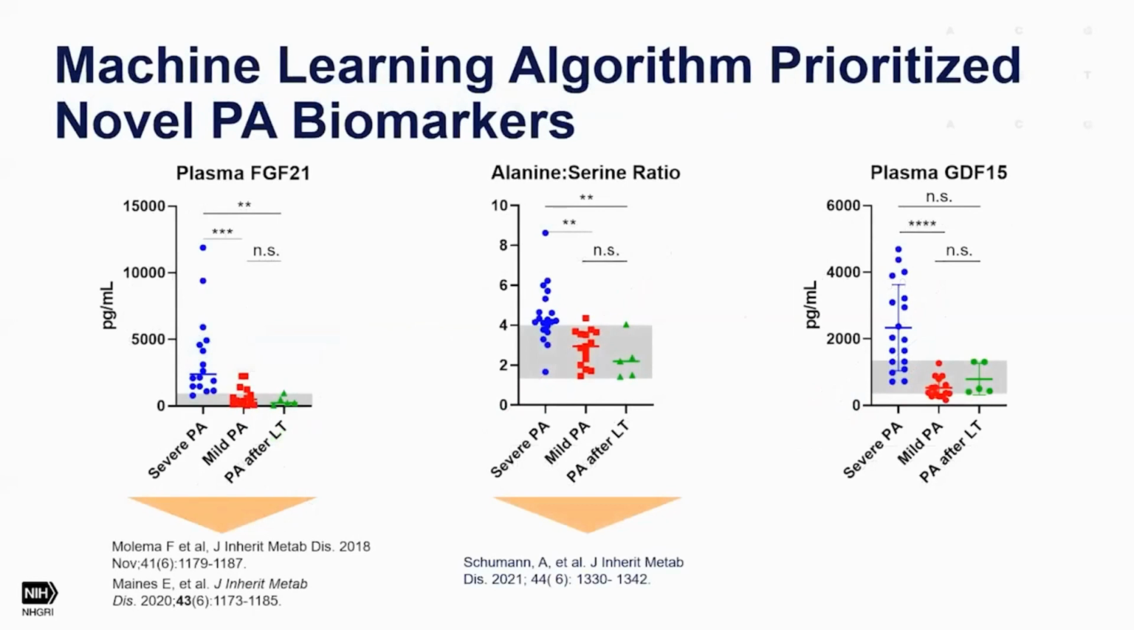In addition to identifying propionate oxidation as a potential response biomarker suitable for clinical trials, we identified novel candidate response biomarkers using the machine learning paradigm that was described in the paper that I cited before. And some of these biomarkers that were prioritized by the machine learning algorithms are shown here: plasma FGF21, alanine to serine ratio, and GDF15. At least 2 of them have now been shown to correlate with outcomes in independent cohorts of patients and in vitro studies supporting the use of our machine learning approach.